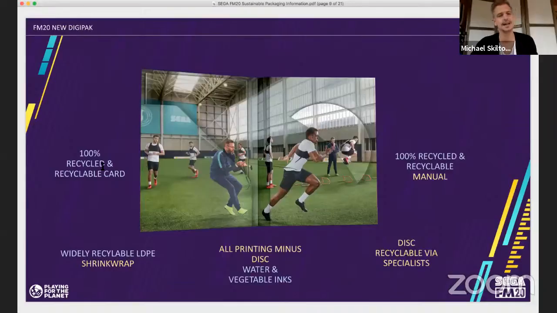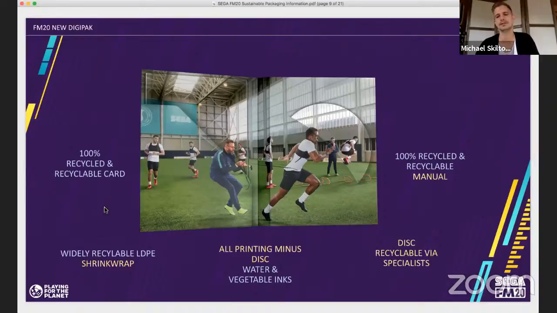CD into that. Now, this is 100% recycled and recyclable card, widely recyclable shrink wrap on there, all printing minus the disc, water and vegetable ink. So that's amazing. We're not using chemicals in order for the printing, and it may well work out cheaper. 100% recyclable manual, which is fantastic as well.